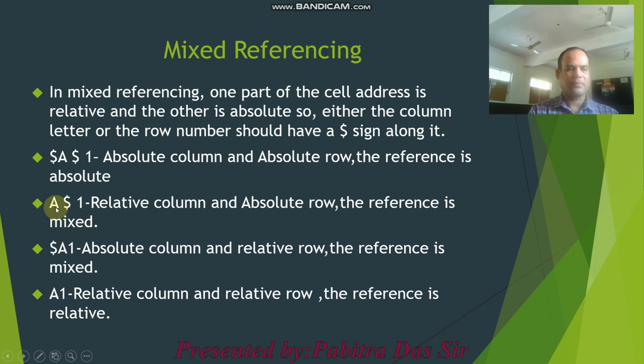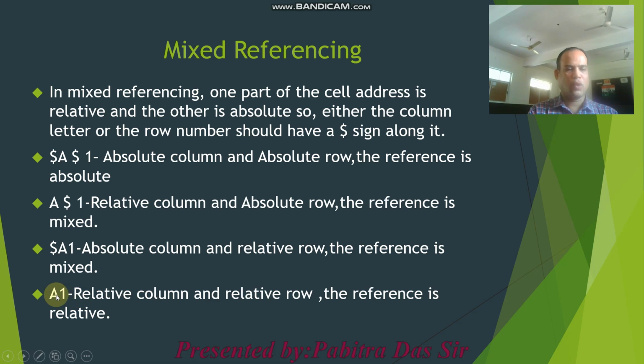Then column A, and dollar placed before the row number: here relative column and absolute row. The reference is mixed, one is relative, another is absolute. Similarly, dollar is placed before column name A and no dollar in the row, so absolute column and relative row, the reference is mixed. Here you notice that when the dollar sign is placed, it is absolute. Without the dollar sign, it is relative. Clear?